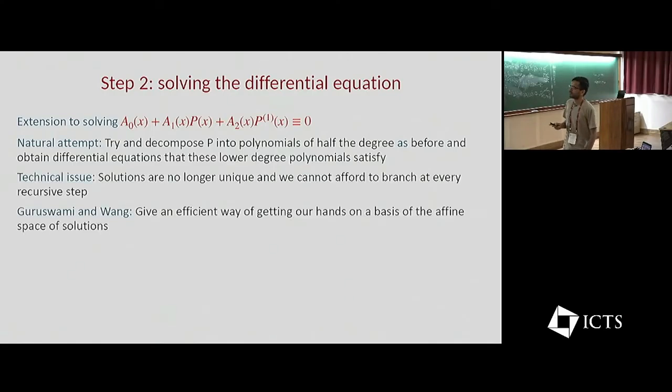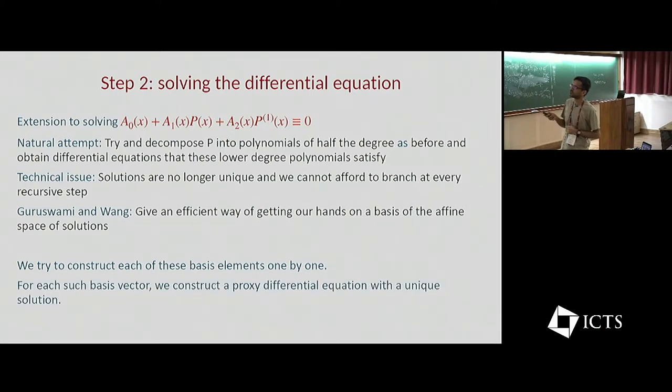And in Guruswami and Wang's algorithm, they show that the solution space is a linear space, and they get an efficient way of getting our hands on the basis of an affine space. And this basis is quite nice and natural in this setting. So what we do is we try to construct each of these basis elements one by one. And once we identify what basis element we are trying to construct, we can reduce this equation to a different differential equation which happens to have a unique solution. So for every choice of basis element, we end up with a proxy equation which has a unique solution and where a divide and conquer type idea does work out.